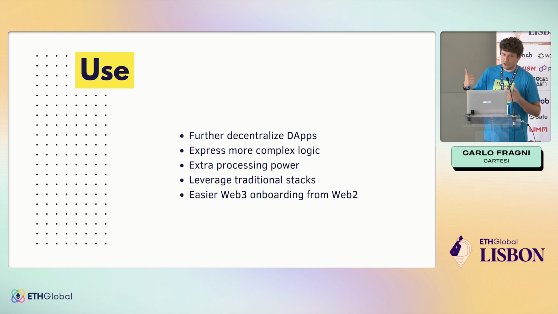That works for games, for DAOs, for a lot of stuff. So with Cartesi, since you have a Linux machine with great tooling and a lot of computational power, you can actually decentralize this logic. You can express more complex logic because you've got all the tooling, all the libraries, so you can have really complex mathematical functions that you just import and use. You can use NumPy, data analytics, machine learning, all the stuff that's already been developed, leveraging traditional stacks, and it's also way easier to onboard Web 2 developers into Web 3 because after all, they're using the tooling they're used to.